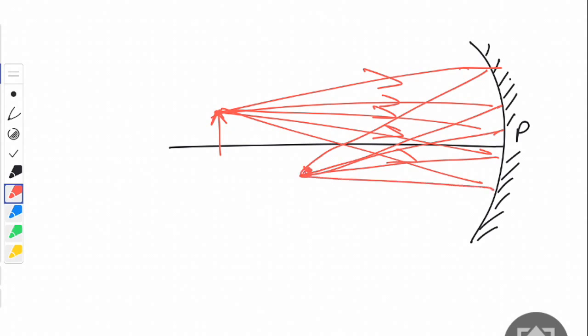So the question for you is, how many rays should we draw? Should we draw 3 rays, 4 rays, 5 rays, 10 rays? How many rays should we draw to find the meeting point after reflection? And the answer is 2 are more than enough. Why is that? Let's understand.